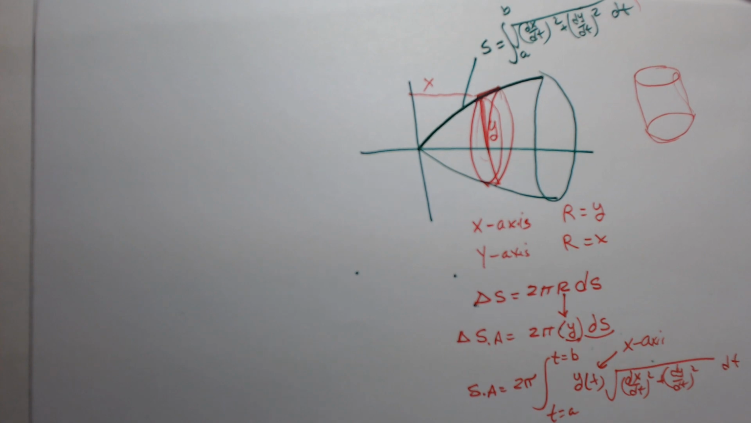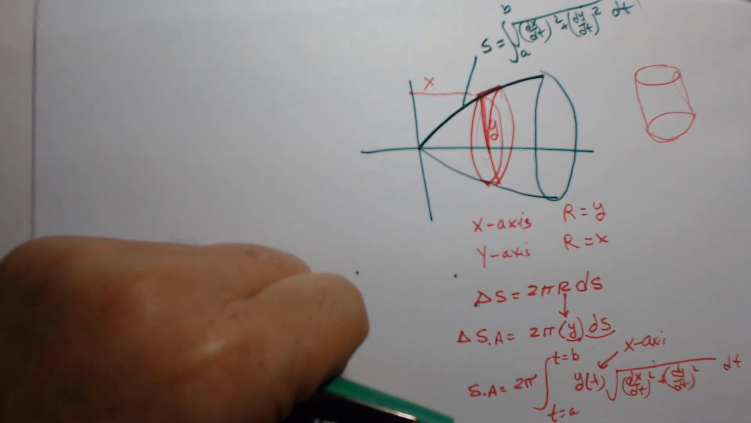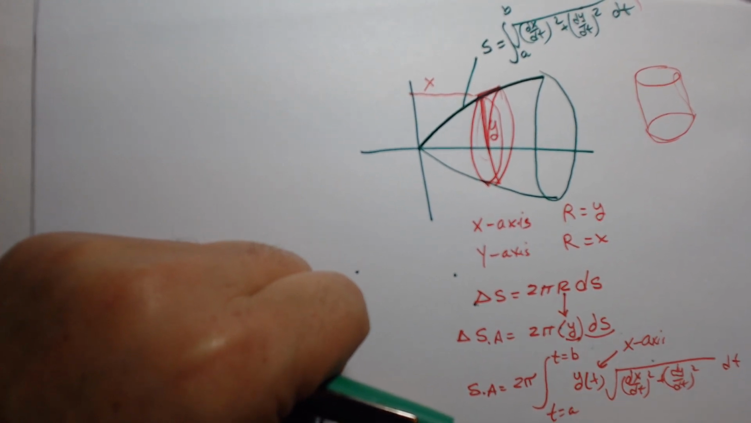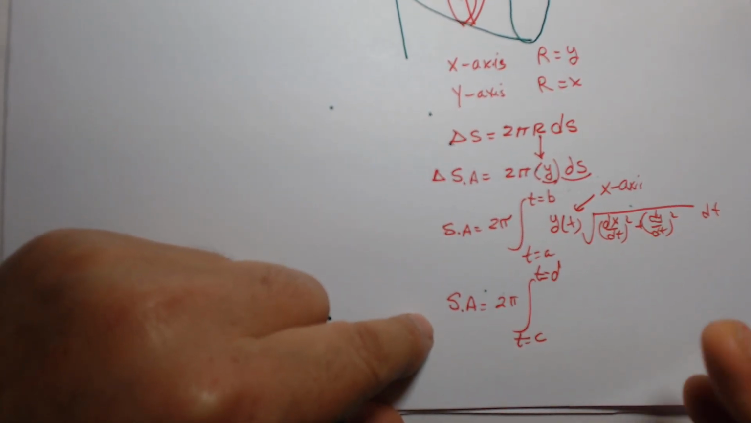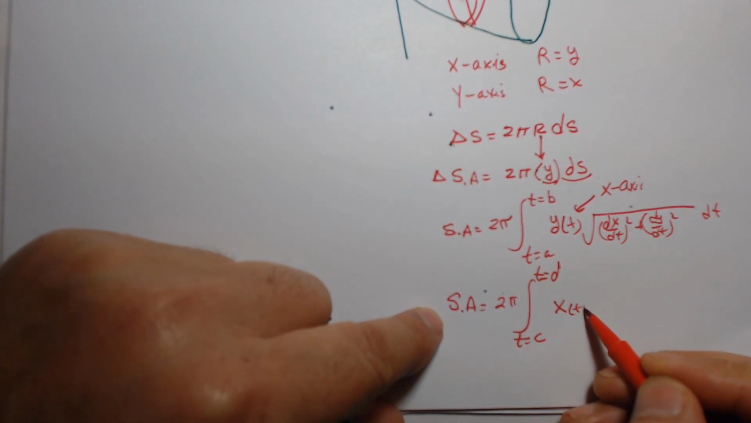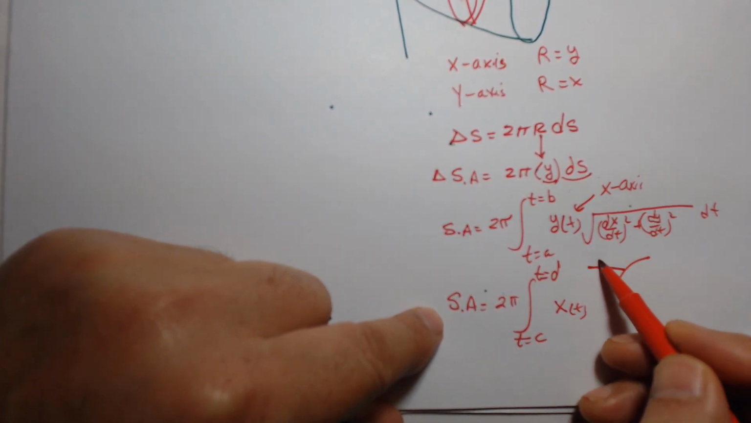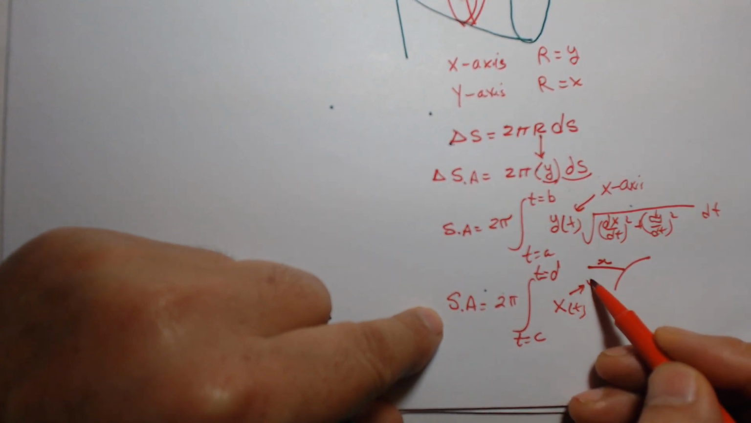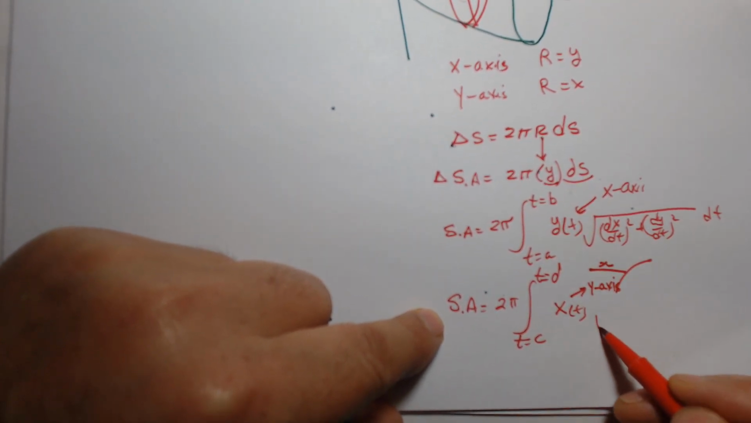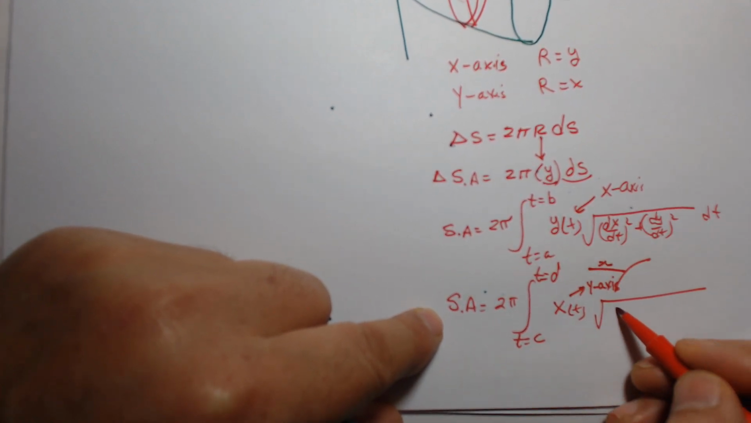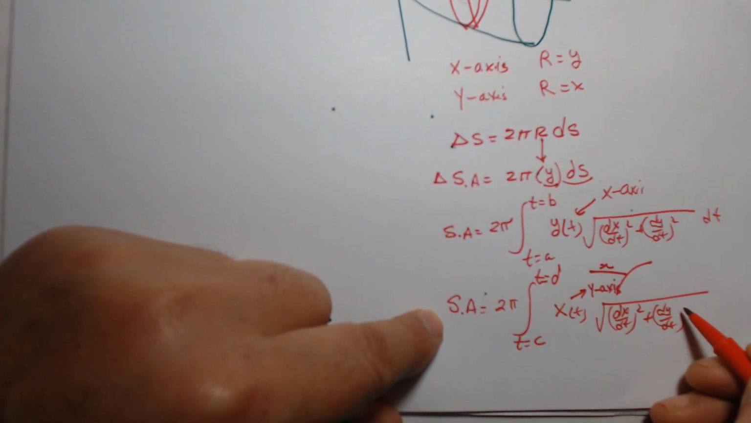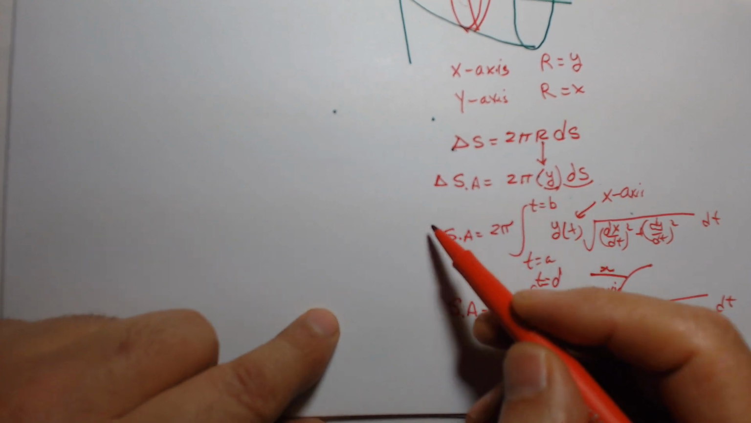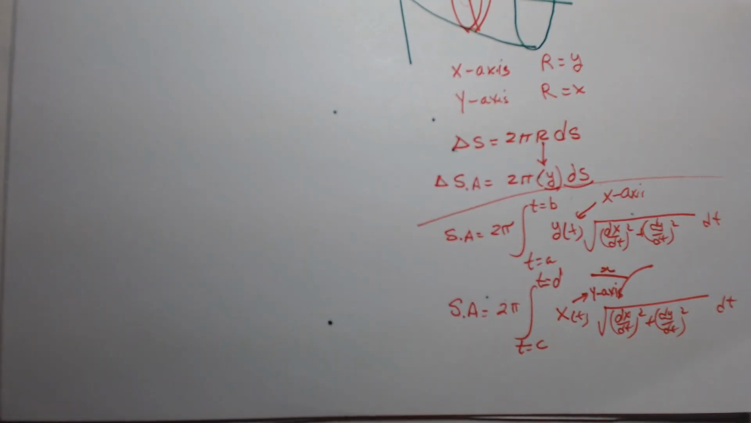and easily you can find this surface area. But what happens if somebody said I need t equal to c to t equal to d, and I wanted it with respect to the y-axis? With respect to y, the distance from the curve to the y-axis is x. Therefore, this is with respect to the y-axis. Everything else is going to be the arc length, square root of dx/dt squared plus dy/dt squared dt. Okay, I do know the formula for surface area.